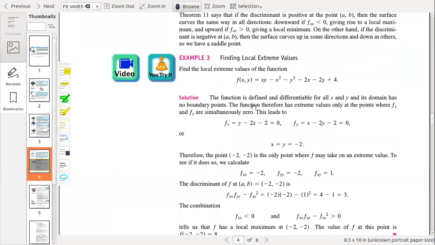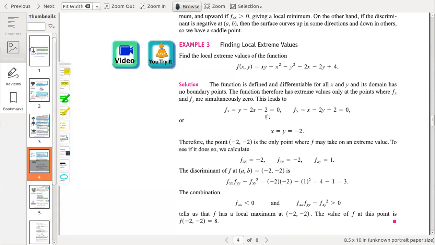So how can we find the local extremum values? Here is an example of it. The function of two variables is f(x,y) = xy − x² − y² − 2x − 2y + 4. The function is defined and differentiable for all x and y, and its domain has no boundary points. The function therefore has extreme values only at the points where partial f over partial x and partial f over partial y are simultaneously 0.